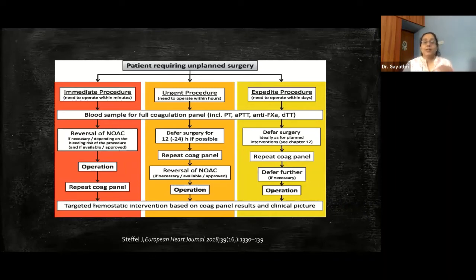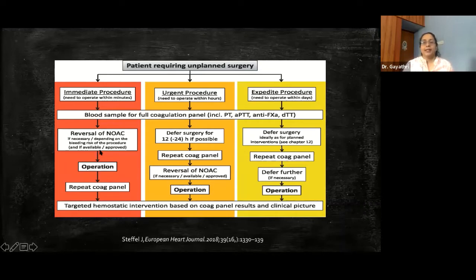But for those patients who need an immediate or urgent procedure, it is better to reverse the action of the oral anticoagulant if the blood sample shows some abnormality, like any PT derangement or APTT derangement. It is better if we reverse them.